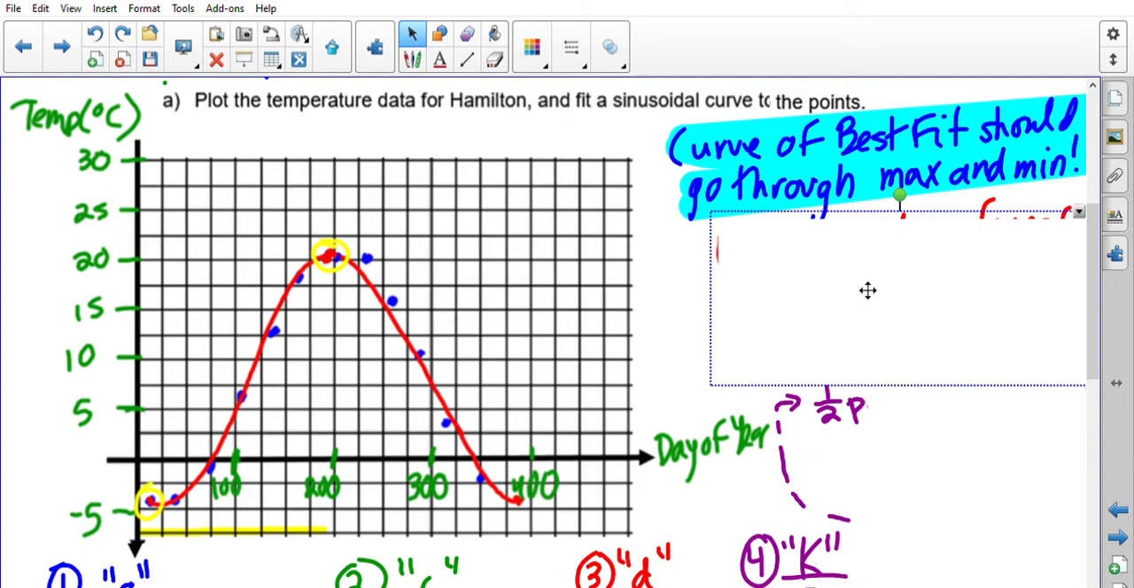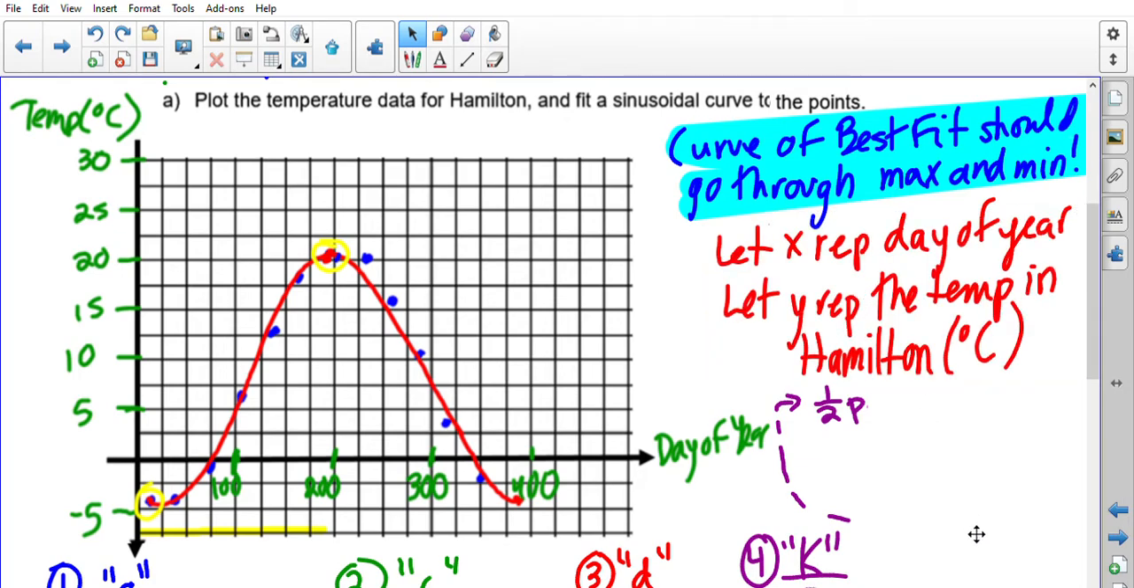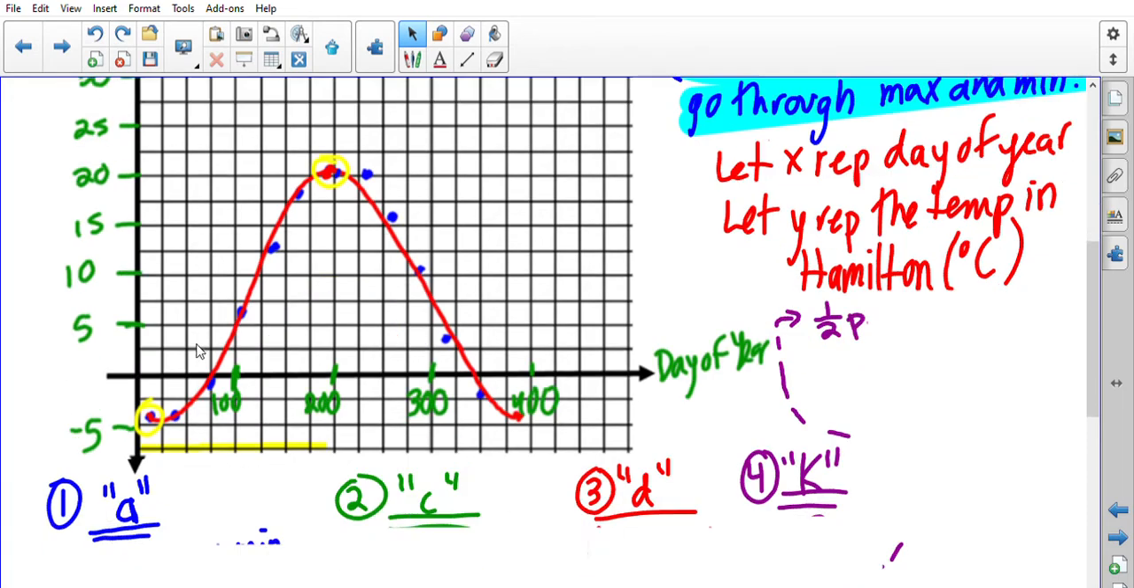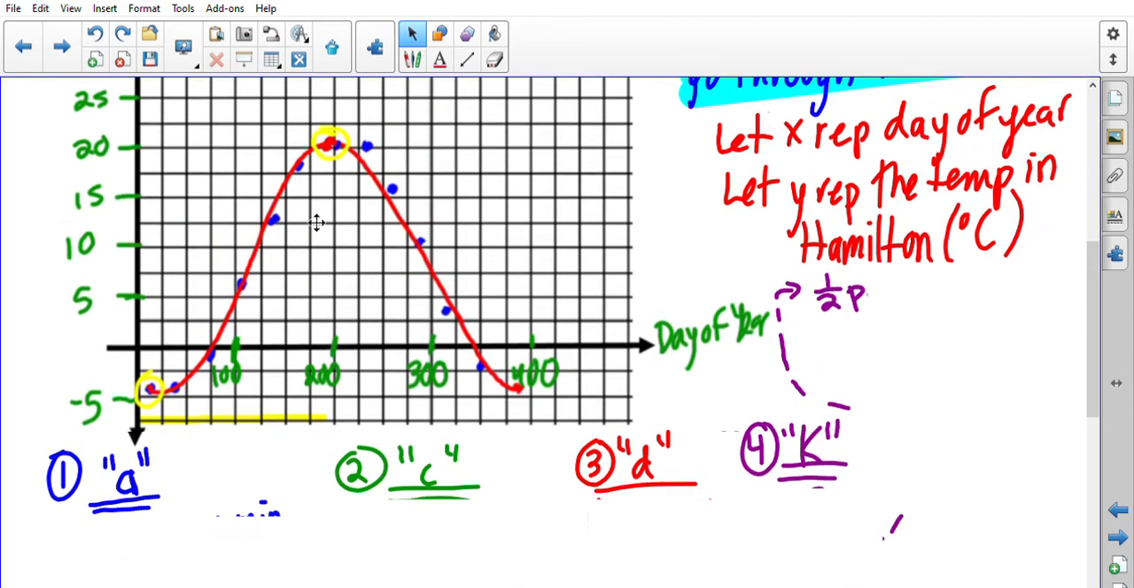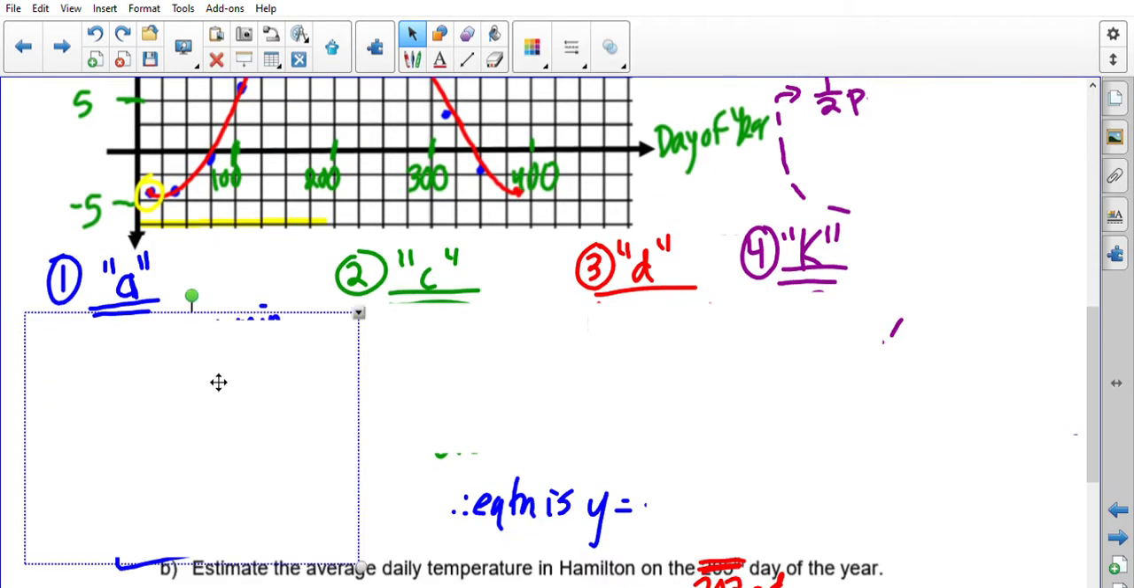Don't forget to give your let statements. So we're going to let X represent the day of the year, and we're going to let Y represent the temperature in Hamilton in degrees Celsius. Okay, so let's start finding our letters based on our graph. So we're going to find A.